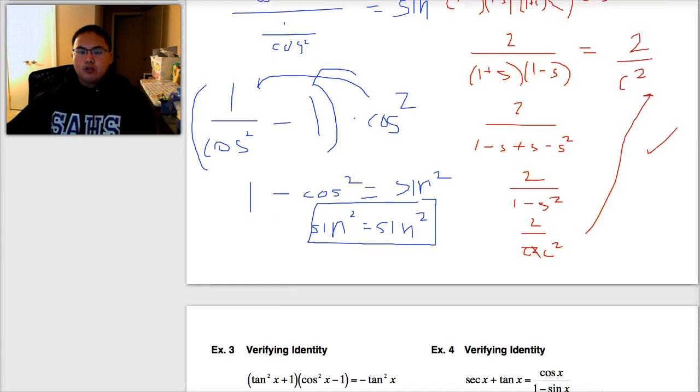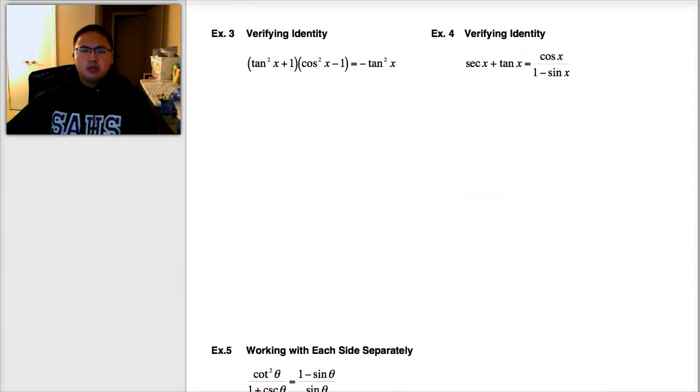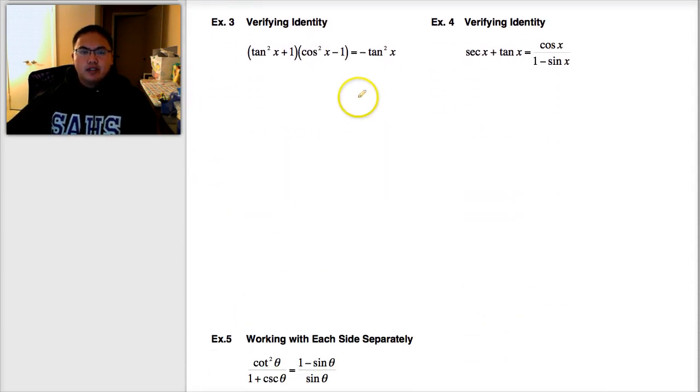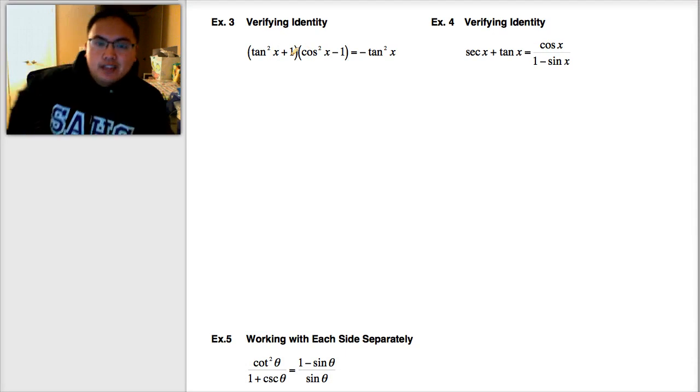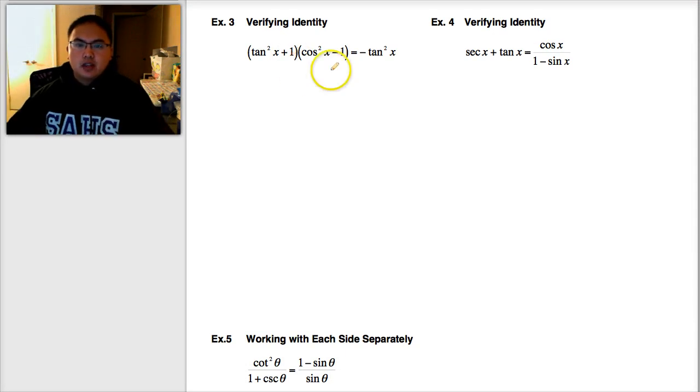I think we have time for one more. A little bit more difficult, so obviously we're increasing in difficulty. So this one says verifying an identity. So verify that this is true. First of all, I notice that this left side is the more difficult one, and I know this is easier. I also notice that they're not in sines and cosines. I mean, this one is, but these two aren't.